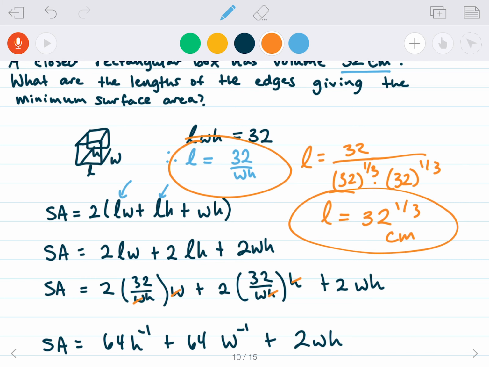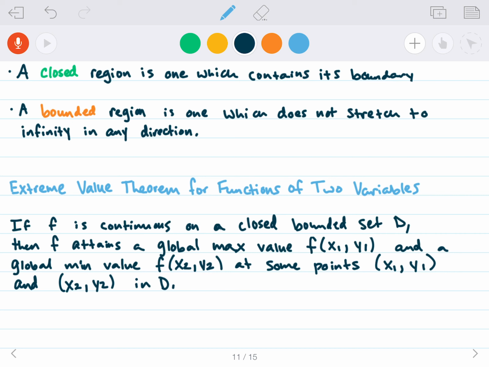Okay, so a few definitions here. A closed region is one which contains its boundary. We've seen this before in Calc 1. If I give you an interval, x is bigger than or equal to 1, less than or equal to 2, well, 1 and 2 are on the boundary of this set, because they're at the endpoints. But this set includes 1 and 2, so we call this set closed. So that's closed if it contains the boundary. A bounded region is one which does not stretch to infinity in any direction.